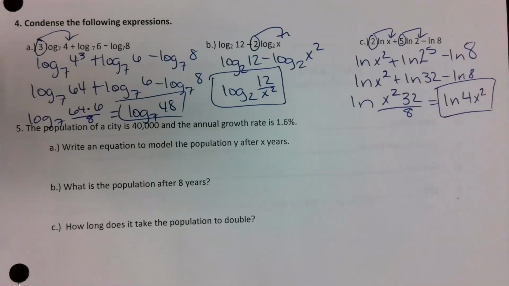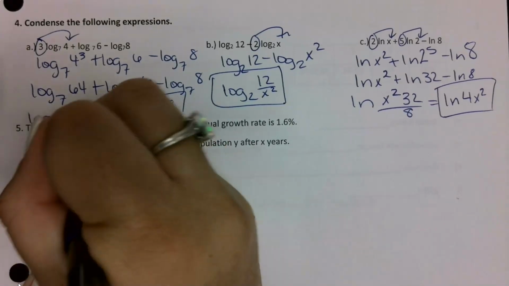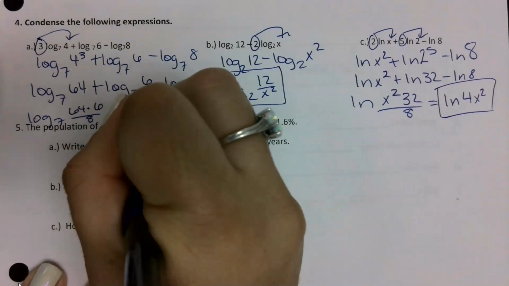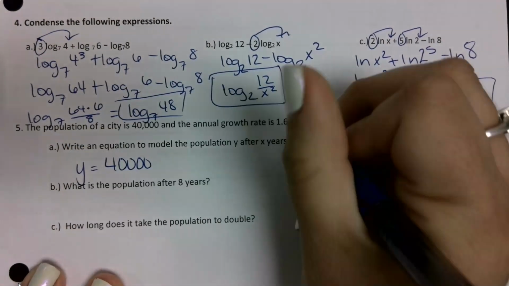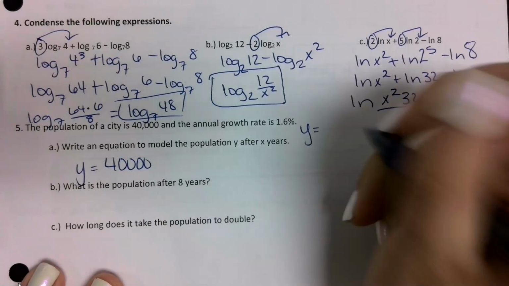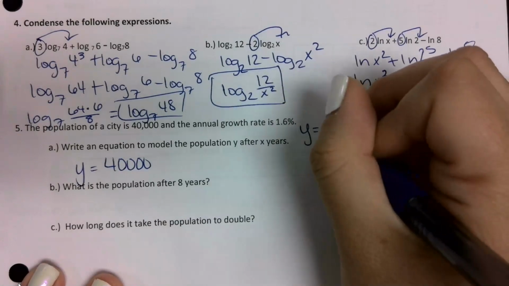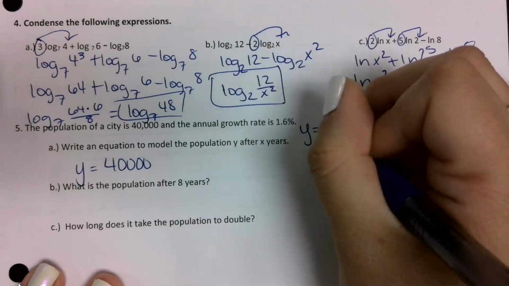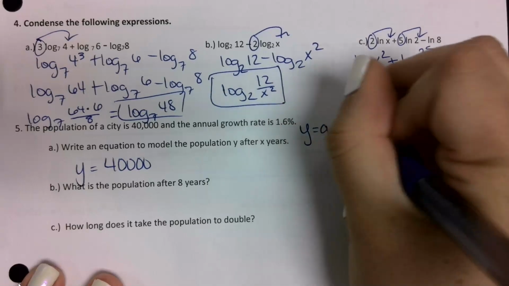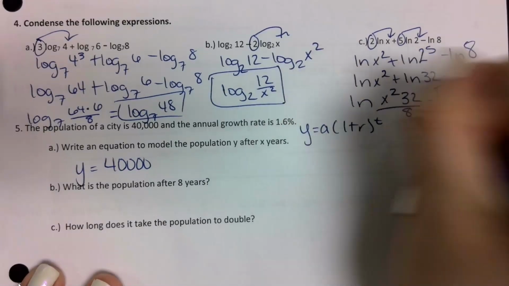Number 5 says the population of a city is 40,000 and the annual growth rate is 1.6%. Write an equation to model the population y after x years. So this is going to be y equals, I'm starting off with 40,000. And in this one, I'm using y equals my initial amount times 1 plus my rate to my t power.